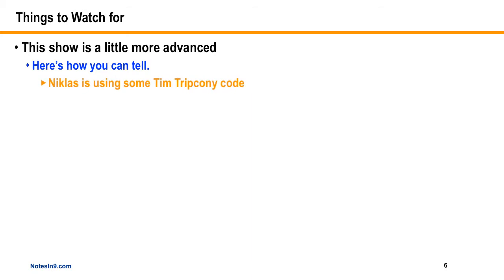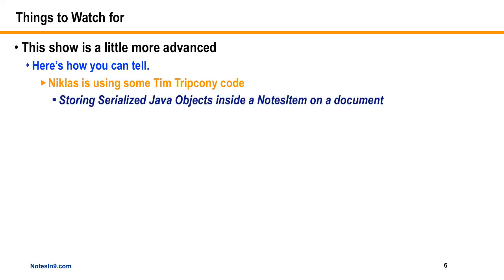So just a little word of warning: this show is I think a little more advanced, and I think it's going to be better when the template is released and we can kind of pick it apart, and hopefully that'll be soon. But here's how you know this show is going to be advanced. Niklas is using some stuff that Tim Tripcony did. And if you know anything about Tim Tripcony, that's kind of like transparent aluminum from the future. Here it is. So he's going to talk about storing serialized Java objects inside a notes item on a document at one point. And we haven't really gone into that on this screencast.